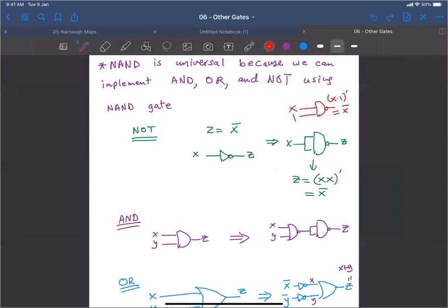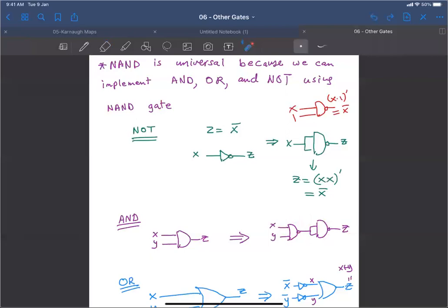So if we have X ANDed with Y and the answer is Z, then we use a NAND gate instead, and then complement its result to get Z. The two complements will cancel each other, and then we will end up with X ANDed with Y.